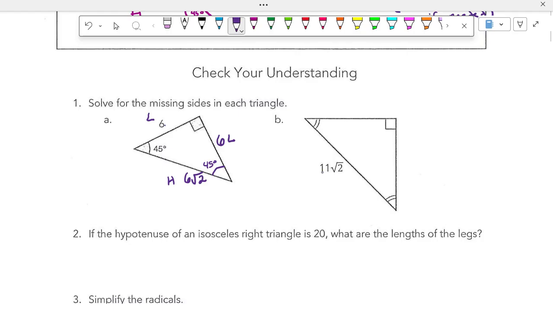All right, what about here? So 11 square root 2, is that the hypotenuse or the leg? It's the hypotenuse because it's across from the 90. That's how you know. So these two are the legs. So how do I get from hypotenuse to leg? Divide by the square root of 2. So what happens to the square root of 2's? They go bye-bye. I'm left with what? 11 for both.